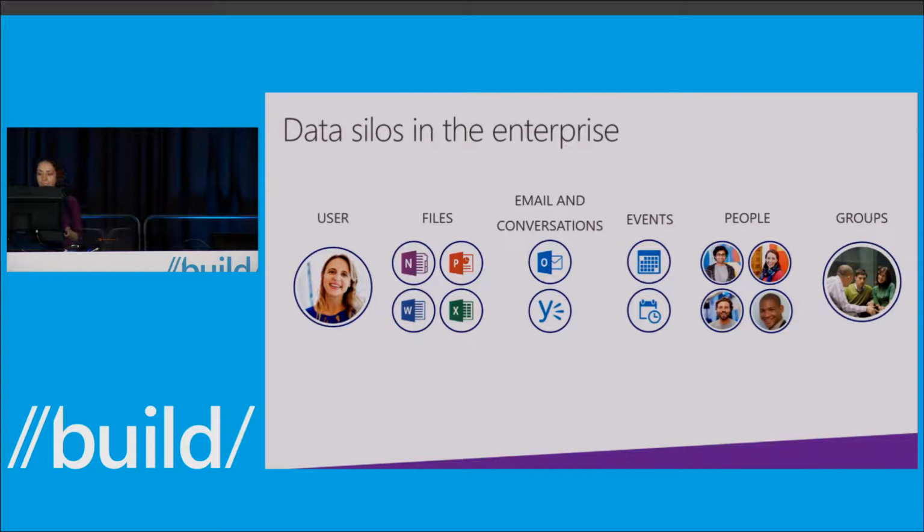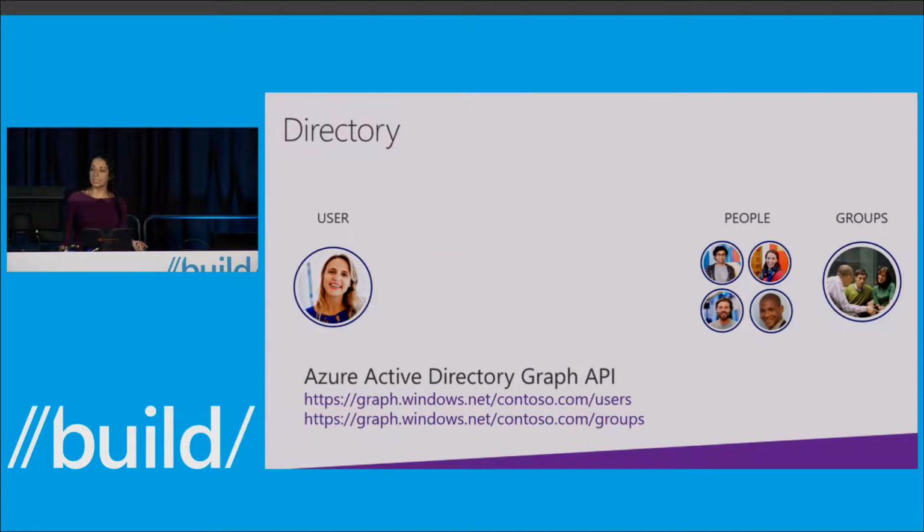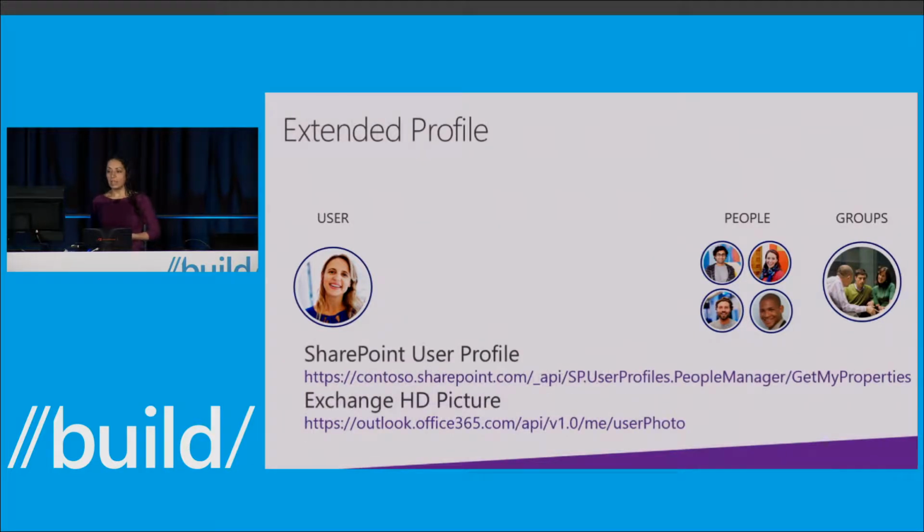So if we wanted to, for example, access the directory, you have to go to the Azure Directory Graph API under the graph.windows.net endpoint and get the basic profile information from there. If you wanted to access extended profile properties, like things that are hosted in SharePoint Online or in Exchange, like the user profile, about me, skills, interests, and things like that that are in SharePoint, or the HD picture that is stored in the user's mailbox, you'll have to go to those APIs directly.